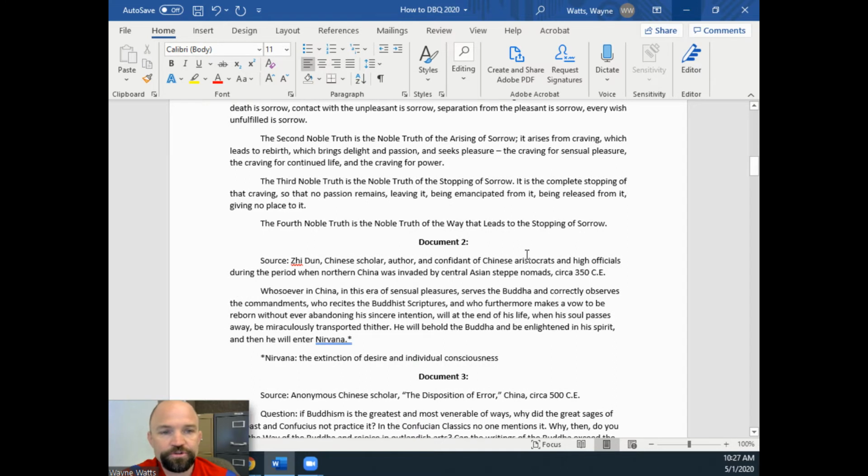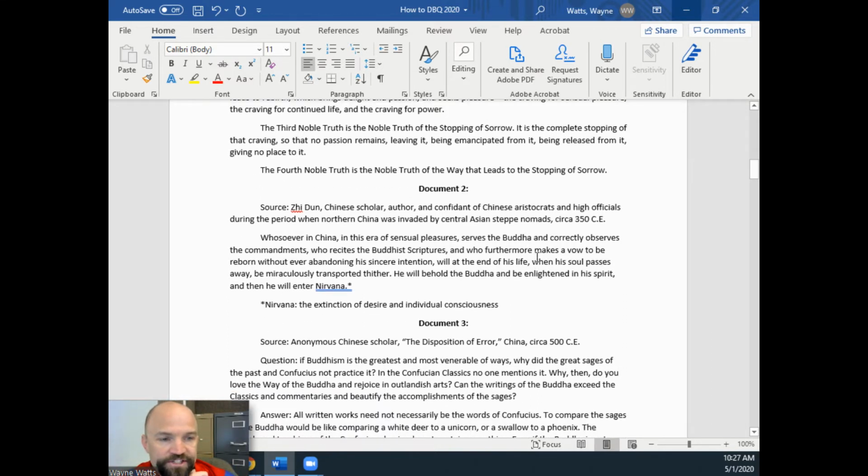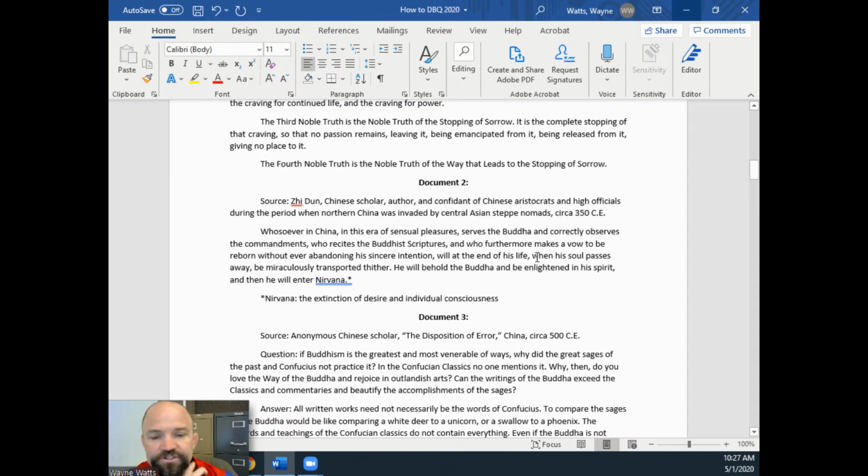The third noble truth is the noble truth of the stopping of sorrow. It is the complete stopping of that craving so that no passion remains, leaving it, being emancipated from it, being released from it, giving no place to it. The fourth noble truth is the noble truth of the way that leads to the stopping of sorrow. So there you go. That's document 1. That is the document that sort of begins Buddhism.